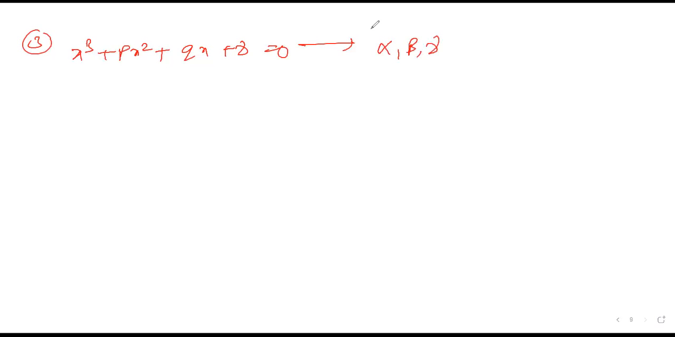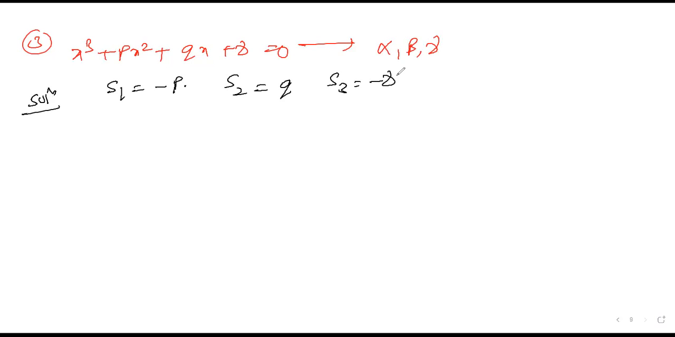Third. Alpha, beta and gamma are the roots of x cube plus p x square plus q x plus r equals 0. Then find, first question, sigma 1 by alpha square beta square. This is a third order equation. Wherever the question is there, please write first S1, S2, S3 for your understanding. What is S1 here? Minus p. S2, q. S3, minus r.